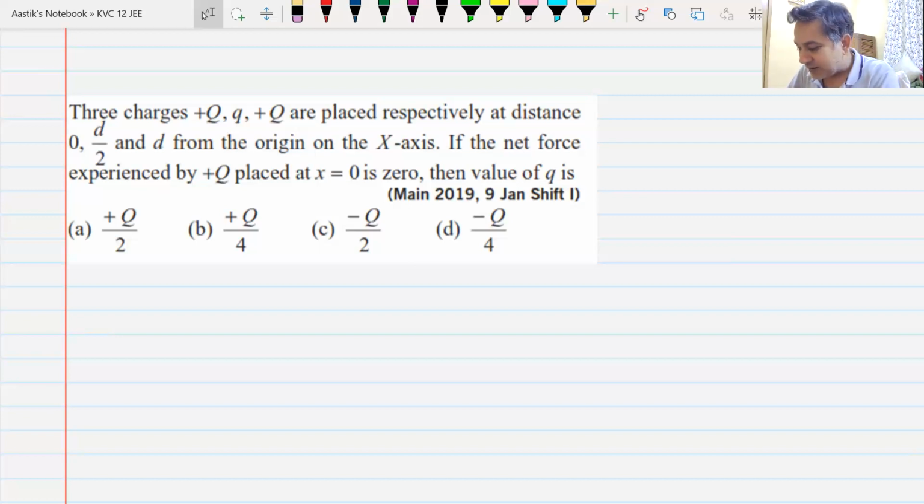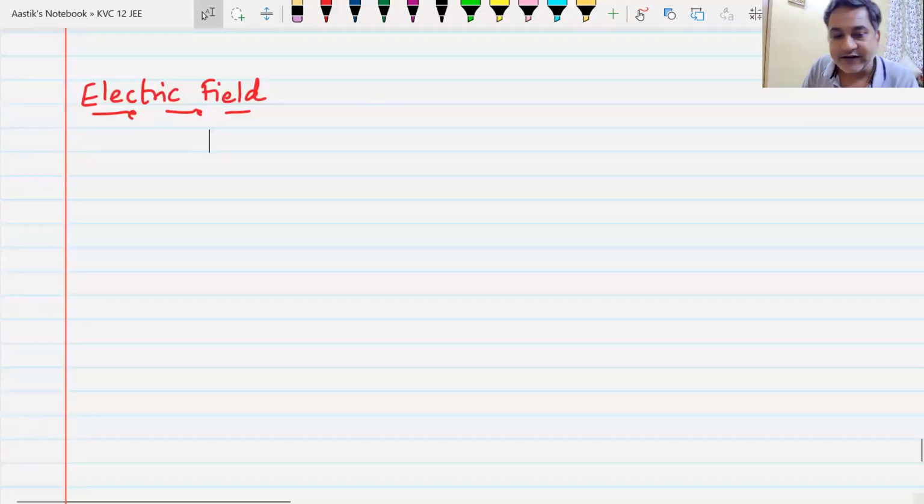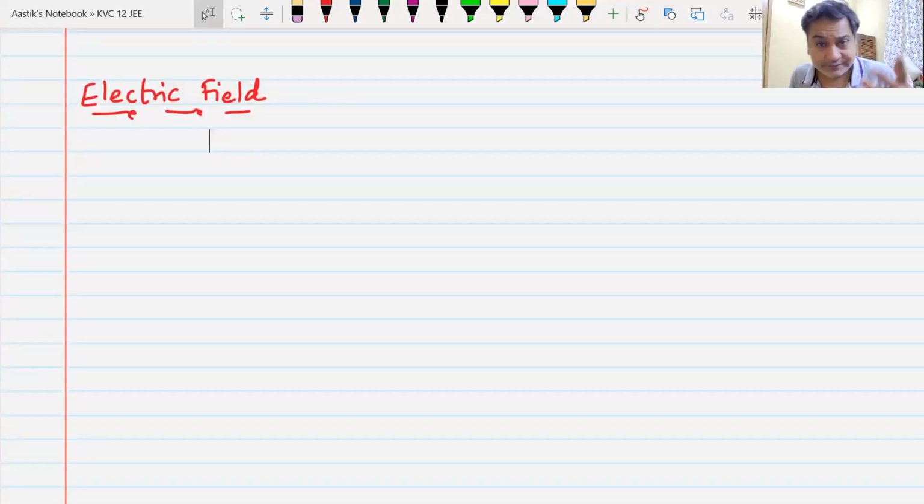I should not call it electric field. I should call it electrostatic field. So even though I am writing electric field, you must write it as electrostatic field because the chapter name is electrostatics. We are dealing with electrostatics, not with electric field. Electrostatic field or electric field, let us use electric.